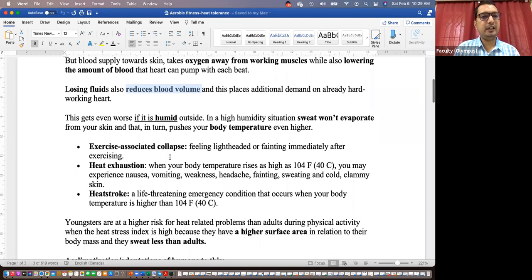When people keep working out in these climates, what happens? Exercise-associated collapse happens. People may feel lightheaded and they faint. If people are not trained, let's say you're talking about North Americans or Europeans, and they bring the Olympic Games to Africa, what happens to them? They may become exhausted very soon and they may even faint because their body is not adapted to that.